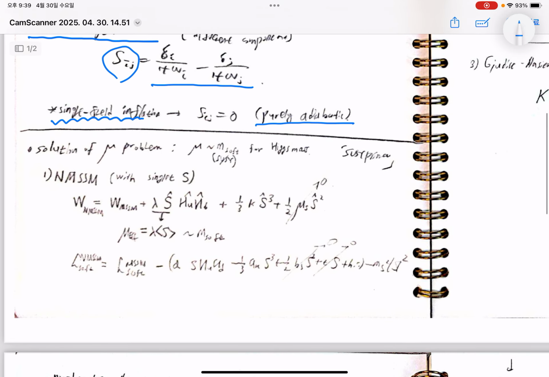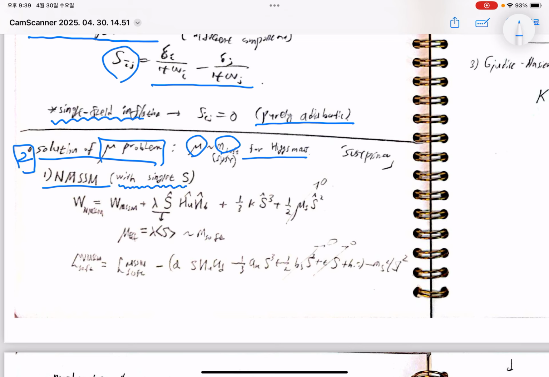The second topic is possible solutions of the mu problem. We already discussed it in the previous video, but I will review it here. The mu problem is that the scale of mu, which is the SUSY conserving parameter, and the soft mass, which is the SUSY breaking parameter, should be similar to fit the Higgs mass. And there are several possible solutions. The first one is the NMSSM, the next-to-minimal supersymmetric standard model, by adding the gauge singlet field S. This is also a chiral supermultiplet.